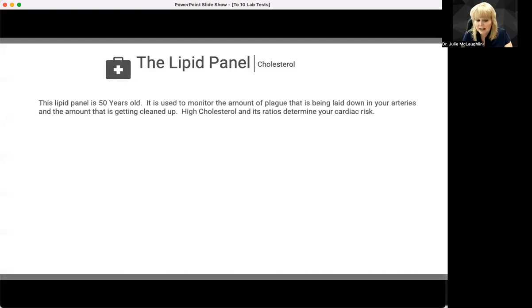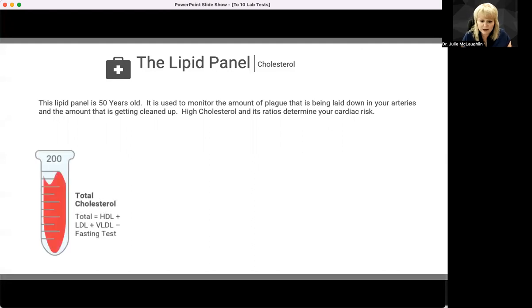This test is 50 years old, just so you know, and next week we're going to be talking about the advanced lipid panel that goes along with this one. That's the newer, updated version of this. This test is used to monitor the amount of plaque that's being laid down in your arteries and the amount that's getting cleaned up. High cholesterol and its ratios determine your cardiac risk.